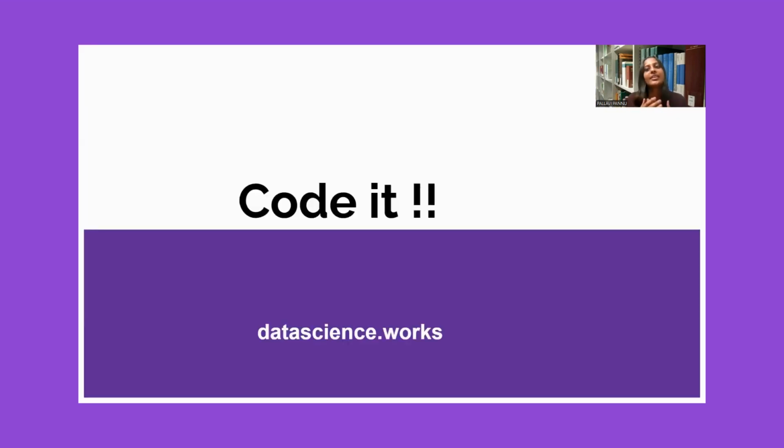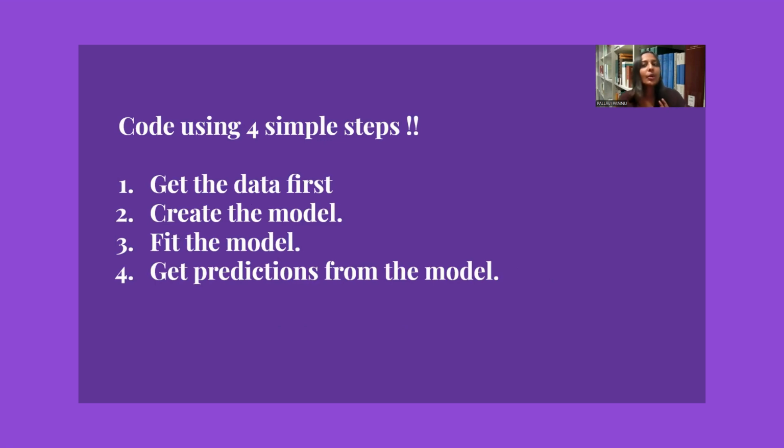Next is the coding. We came to the last slide of today's session. In coding, we are going to implement the naive-Bayes classification on a simple data set from scratch. So now it's time for coding. For coding, I always use the same 4 simple steps. First one is get the data. Next is create the model. Third one is fit the model. And fourth is get predictions from your model.